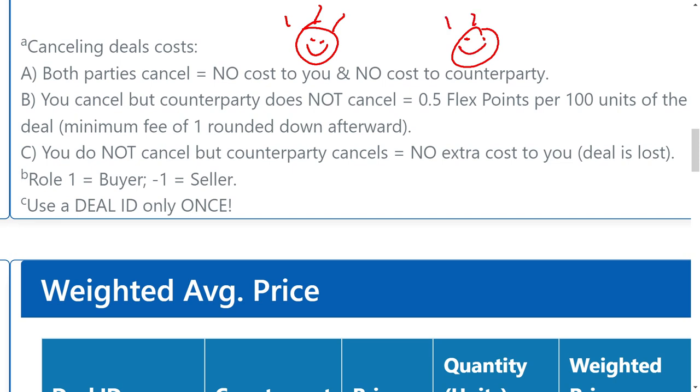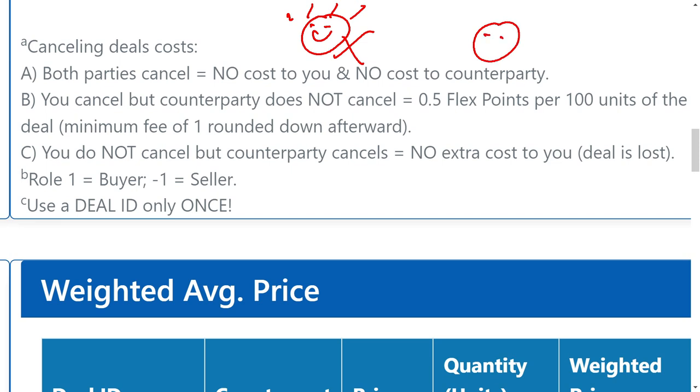And at the beginning, everybody's happy. But then at the end, this side, they cancel the deal. And they're happy because they didn't like the deal. And then the other side, they're not happy because they did like the deal. And they do not want to cancel. They like the deal.